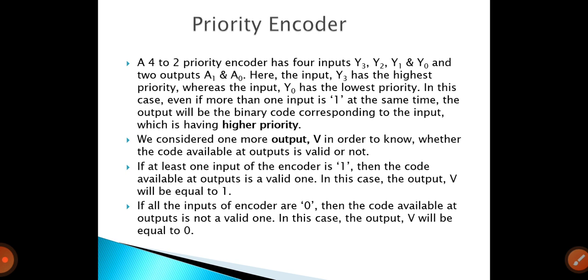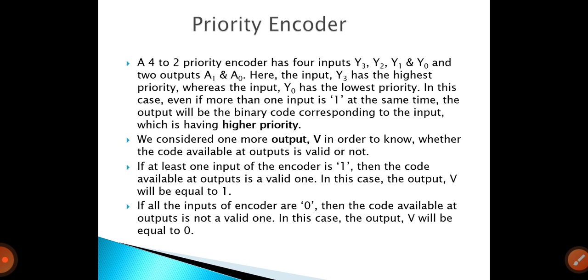A 4 to 2 priority encoder has 4 inputs and 2 outputs. A priority encoder has 4 bits y3, y2, y1 and y0 and two outputs a1 and a0. Here, among the inputs, y3 has the highest priority, whereas the input y0 has the lowest priority.